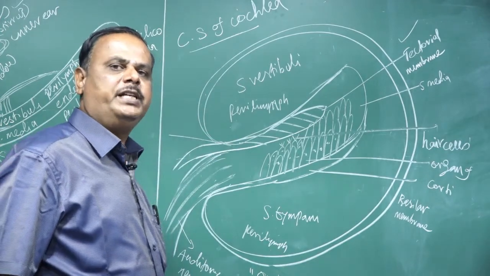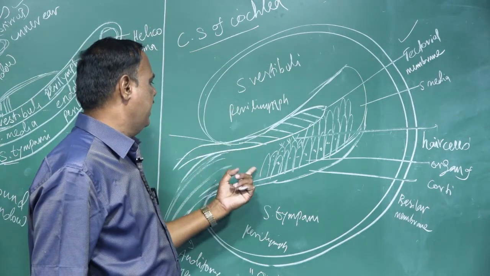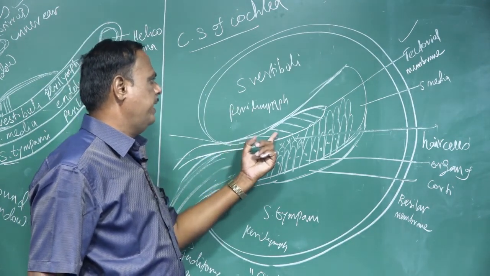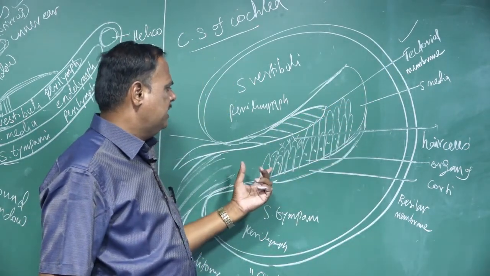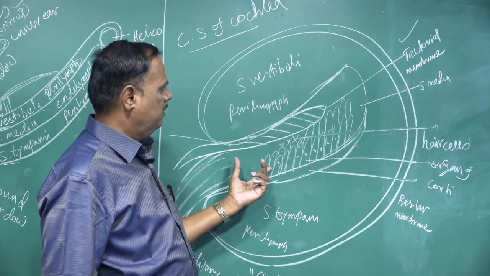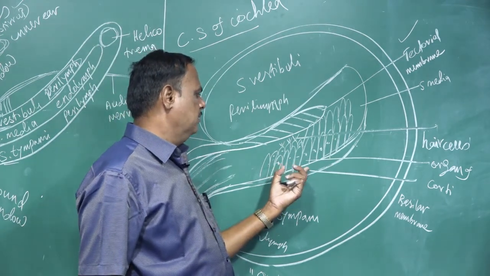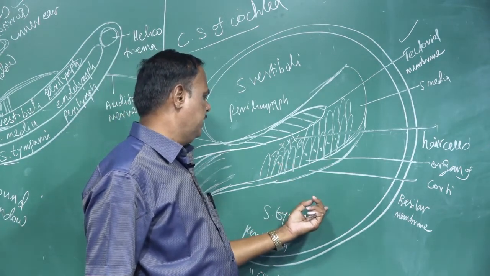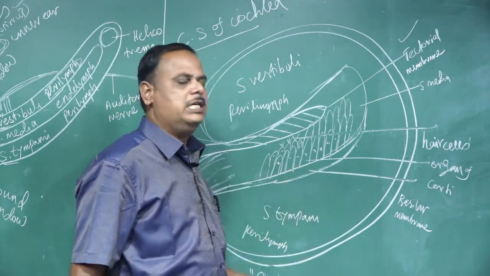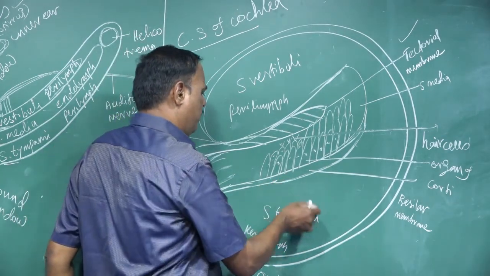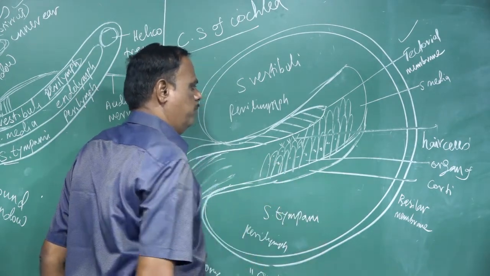What membrane? The tectorial membrane, located between the scala vestibuli and the scala media. Next is another membrane, the basilar membrane. The basilar membrane is located between the scala tympani and the scala media.